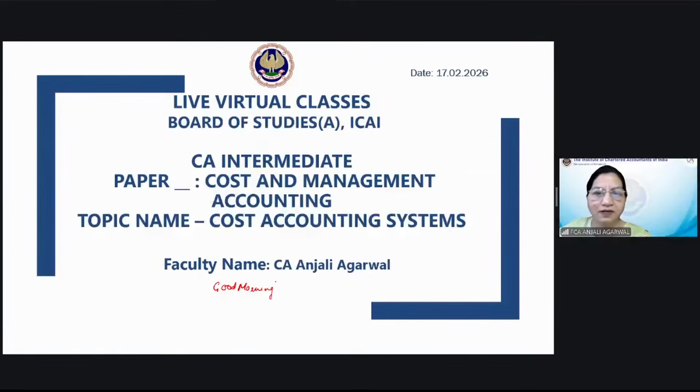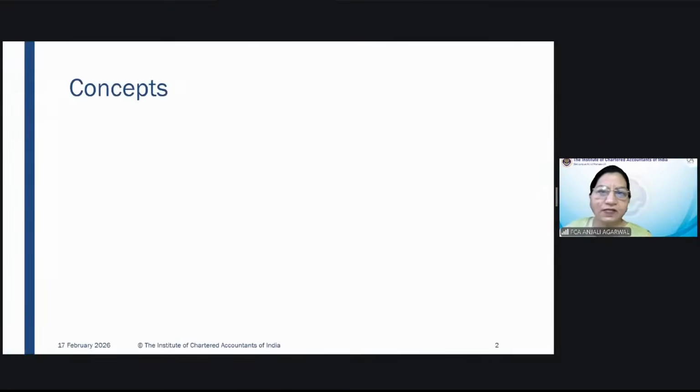Today we are going to start with the chapter which is cost accounting systems. So first let us understand the concepts under cost accounting systems. There are two accounting systems we have. One is called the integrated or integral cost accounting system. And the second is called the non-integrated cost accounting system.